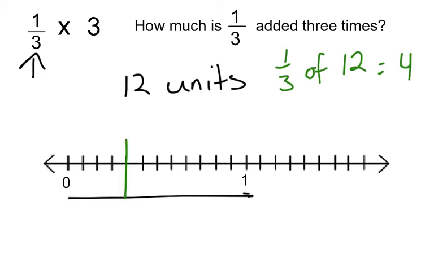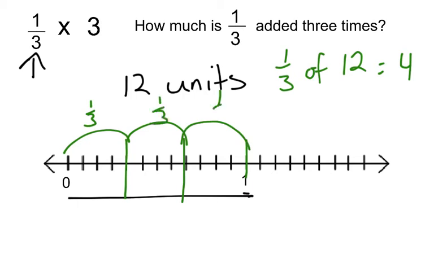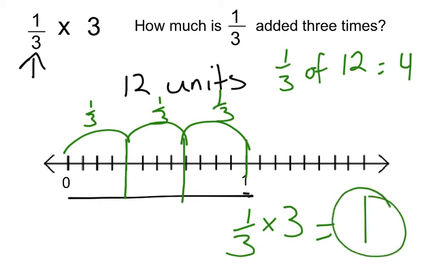So we have 1, 2, 3, 4, 1, 2, 3, 4, 1, 2, 3, 4. So now I have thirds. So I have 1/3 here, plus 1/3, and 1/3. So I've added it 3 times. So that answer gives me that 1/3 of 3 is equal to 1 whole.